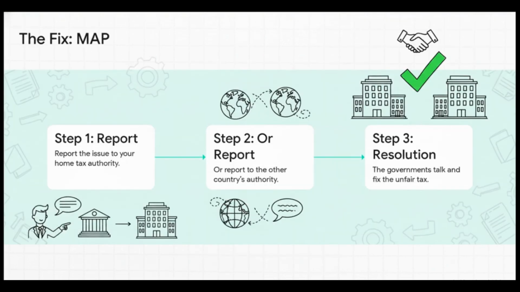Luckily, there's a process to fix it. It's called the Mutual Agreement Procedure, or MAP for short. And it's actually pretty straightforward. The person or company facing the discrimination can go to their home country's tax authority, or even the tax authority in the country where the unfair tax is happening. After that, the two governments are required to get on the phone, talk to each other, and figure out a way to resolve the problem.